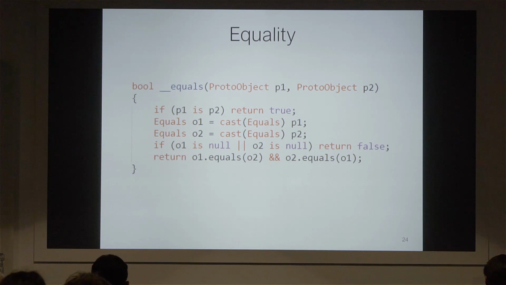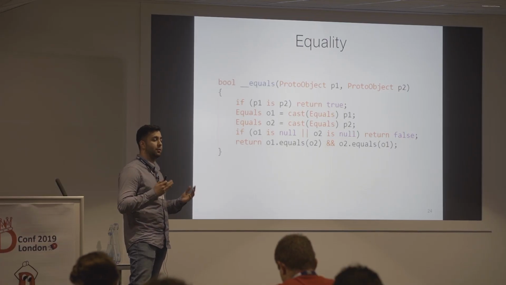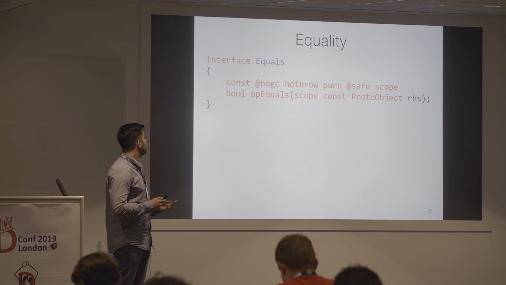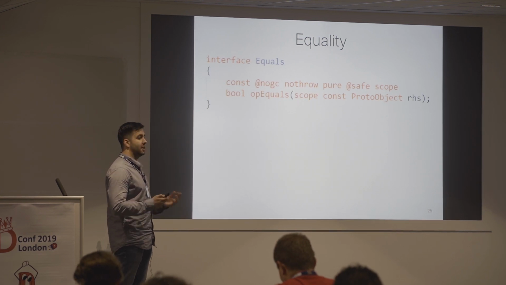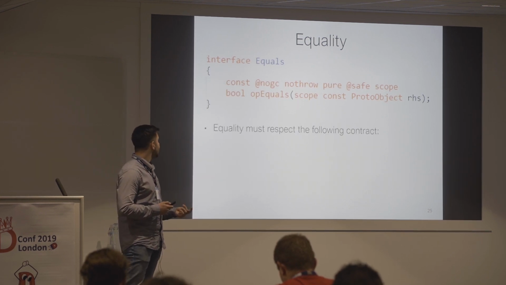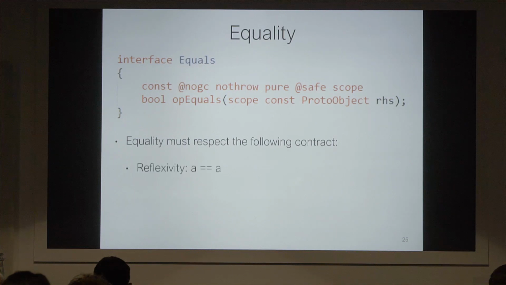Now, equality, as you will see, the interface stemmed from the same issue. At some point, in the worst case scenario, we'll have to compare two proto objects, and that's why the interface takes a proto object. Equality must respect the following contracts. It must be reflexive, so any object must equal itself. It must be symmetric, so if A says it's equal to B, then B must agree with this condition, right?